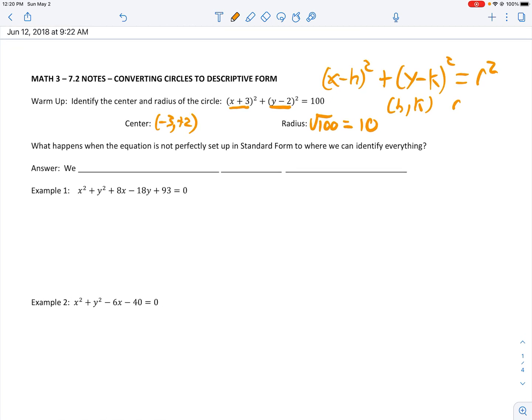Okay, so what happens when the equation is not set up in descriptive form, it's set up in standard form, and we can't identify everything? The one we just did was in descriptive form. If it's in standard form, which is example 1 and example 2, we're going to complete the square.